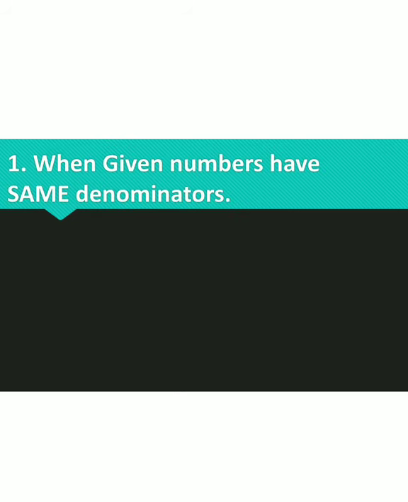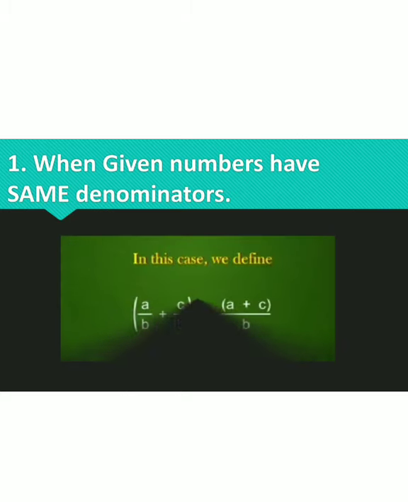First case, when given numbers have the same denominator. In this case, we define a by b and c by b as two rational numbers. Here, b is the common denominator, so we can add the numerators, that is a plus c by b. Let us see one example.